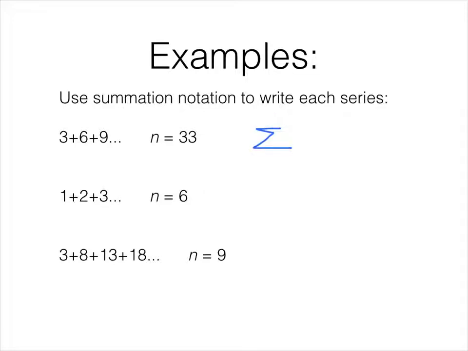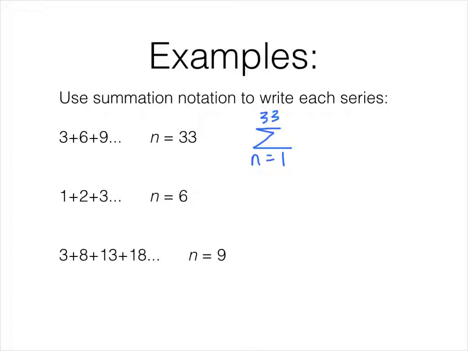And I know my upper limit n is 33. We'll use an n here, and we're assuming we're going to start with 1. So 33 terms starting with 3 plus 6 plus 9, etc. Well, if 3 is the first term, what do you do to a 1 to get a 3? You could add 2, but that's not really going to help us because that doesn't get that arithmetic series going. It's going to be the same difference each time.